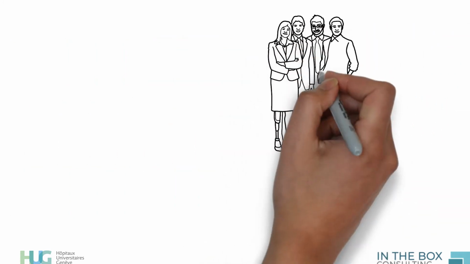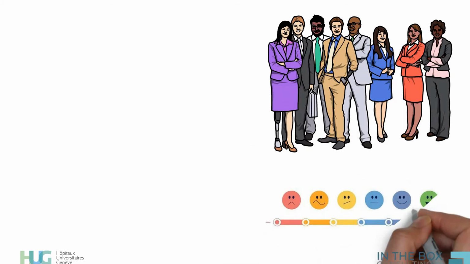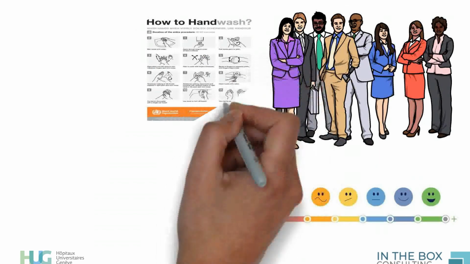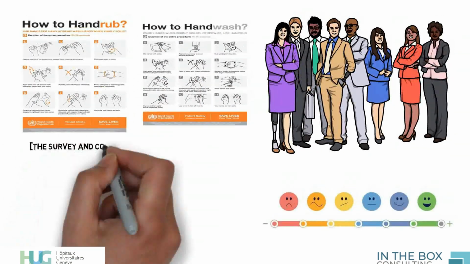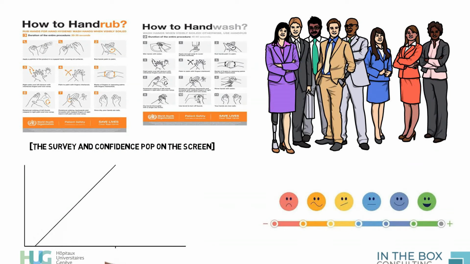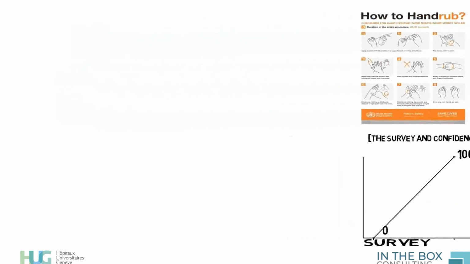Satisfaction was assessed by a survey with 10 questions rated on a 6-point Likert scale. Learning was assessed before and after the training by a 9-question survey about hand washing and hand rub, and confidence scores recorded on a 0 to 100 scale.